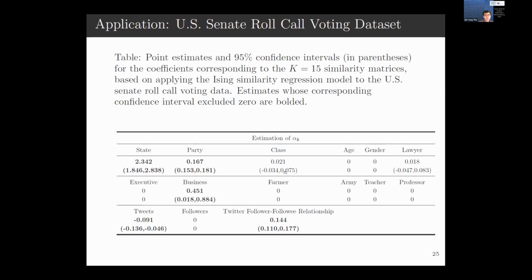Firstly, we can see that because of the regularization, those similarity matrices that are not important have their regression coefficients regularized down to 0. We also find the well-documented state and party effect, that is, senators from the same state or from the same party are more likely to vote similarly. Other than that, we also find that senators who are both businessmen are more likely to vote similarly. And senators that share certain follower or followee relationships on Twitter are also more likely to vote similarly based on our estimation results.